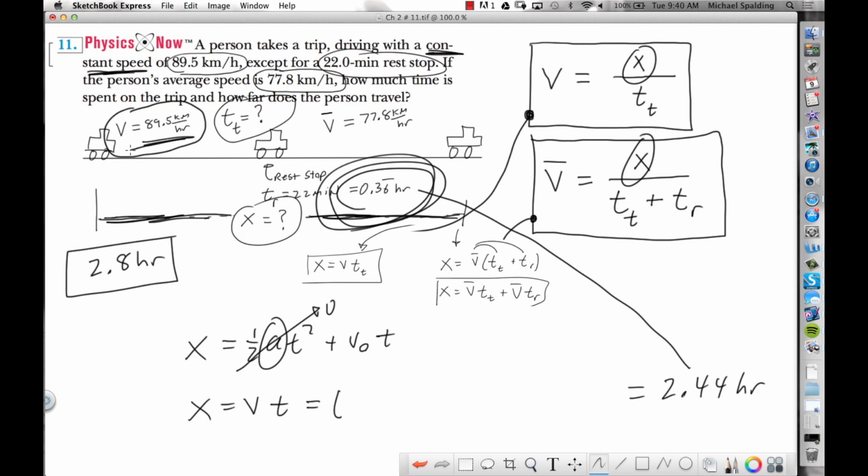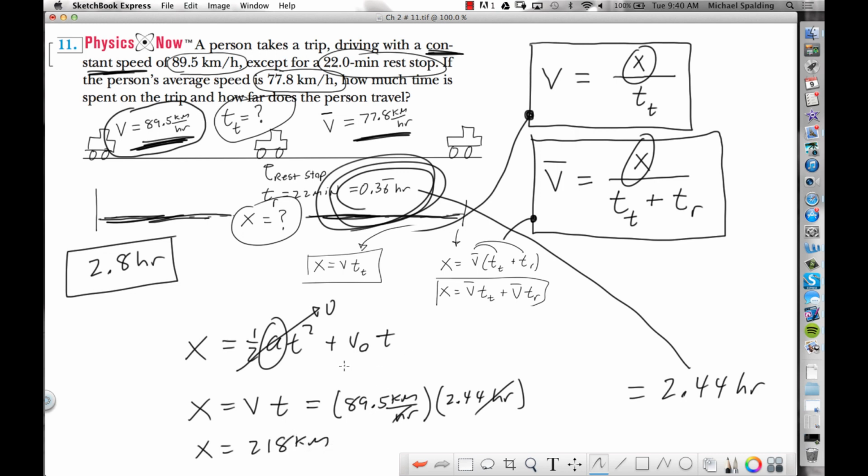Okay, so now which velocity do we use? Do we use the 89.5 or the 77.8? Well, it depends upon which time you want to use. You could actually use either one. I'm going to use the 89.5 kilometers per hour. Now, which time do I use? The 2.44 or the 2.8? The 2.44, because that's the time while in motion, and this comes out as about 218 kilometers.